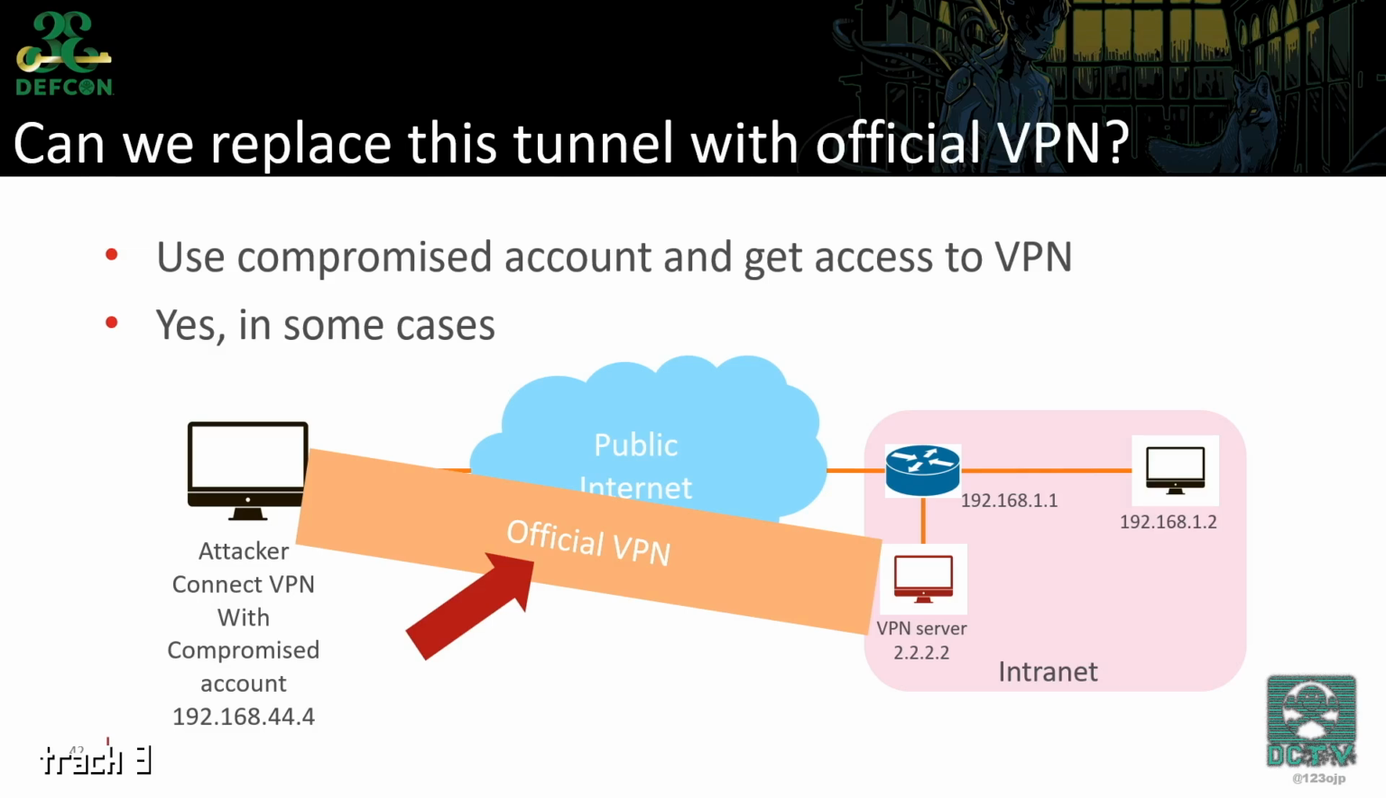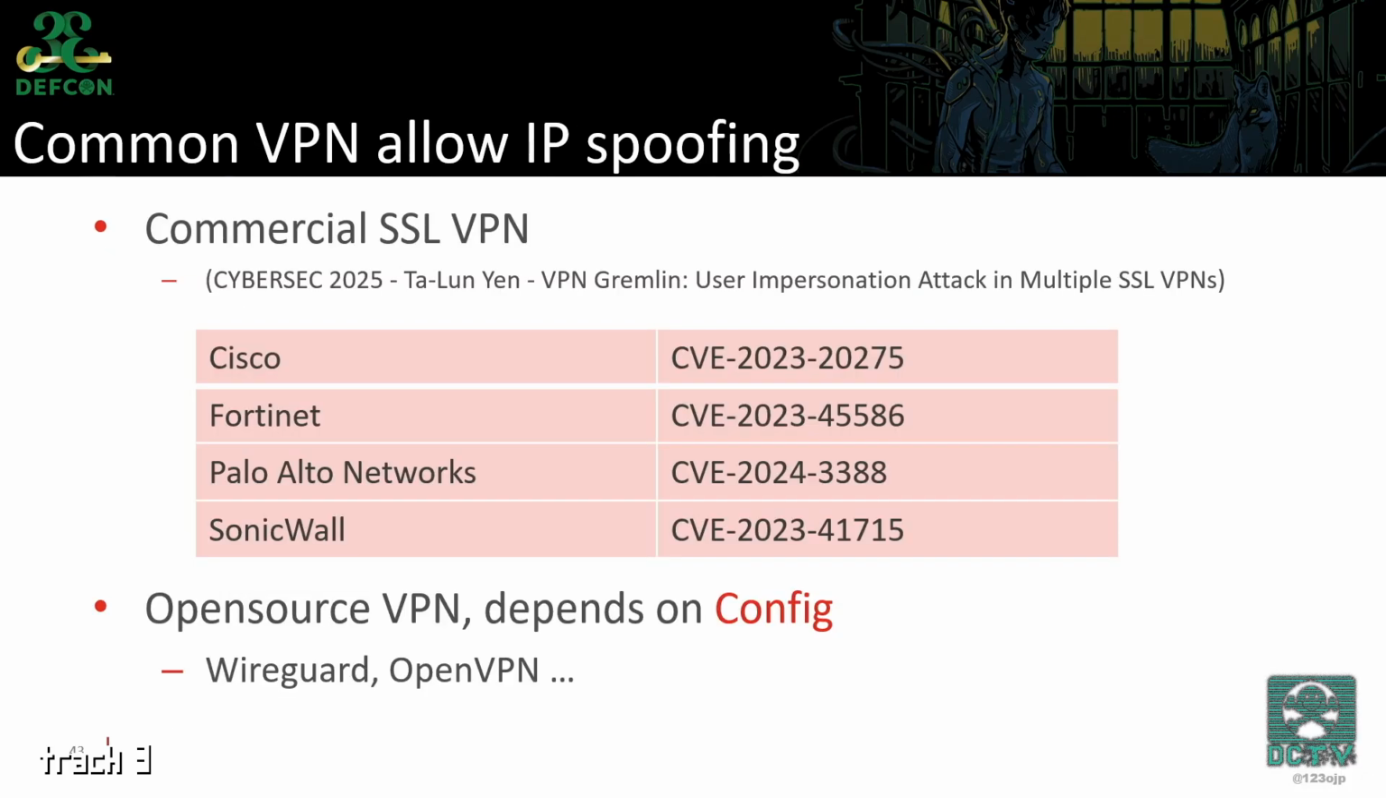So next, can we replace the terminal with official VPN? The answer is yes in some cases. There are many commercial SSL VPN solutions that can spoof the source IP from the client. As shown in the diagram, commercial SSL VPN like those discussed at CyberSec 2025 may allow this behavior. On the other hand, whether open source VPN solutions like WireGuard or OpenVPN are affected depends on their configuration.